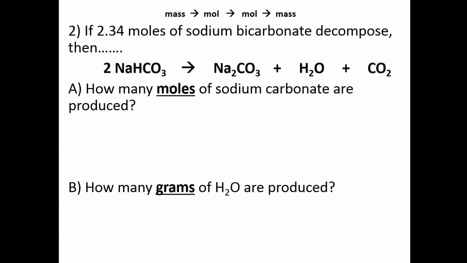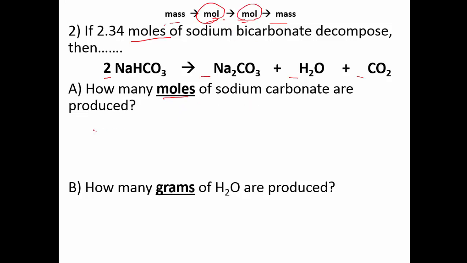Our second problem, continuing that mass, mole, mass idea, if we start with 2.34 moles of sodium bicarbonate, baking soda, it's going to decompose, so 2 moles sodium carbonate, and it's going to be a 1 mole to 1 mole to 1 mole ratio. Note we're starting with moles this time, and we're going to move how many moles can be produced. So we're moving from mole to mole ratio.